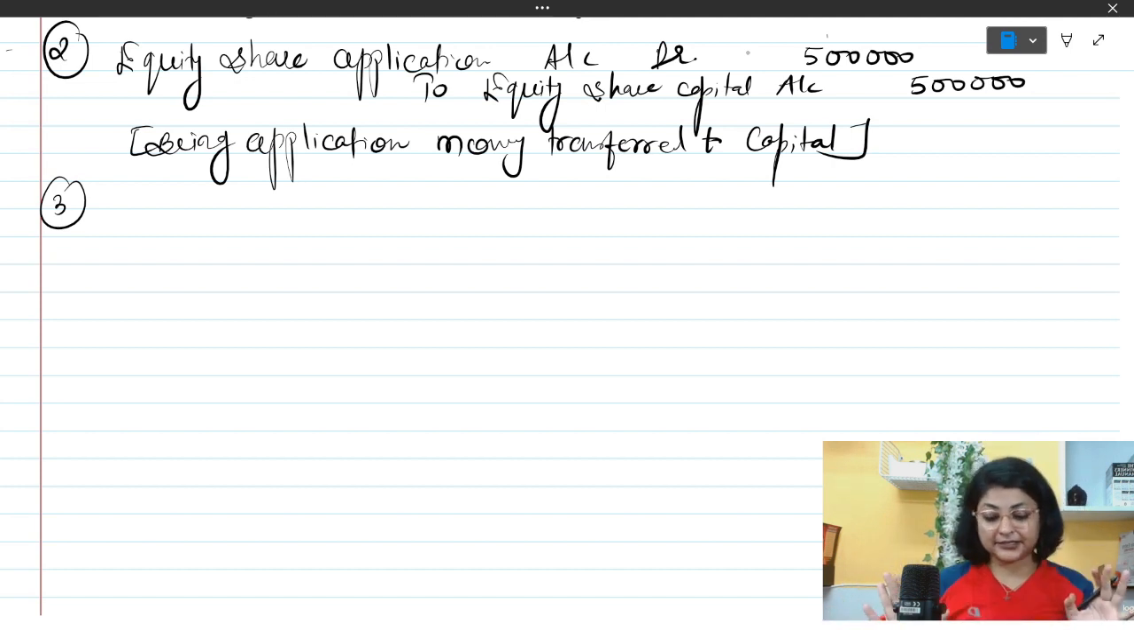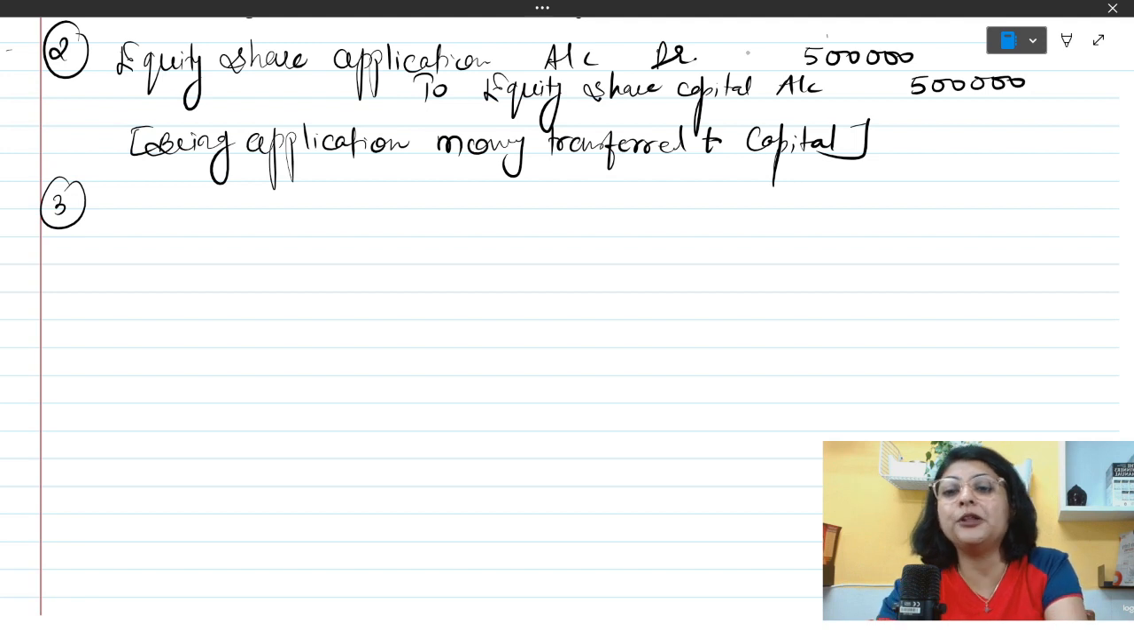Now, after this, once the application money is received, the pattern of entries will change. In application, what had happened? First, you had received money from the public, because when the public applies for the share, they pay you the money and then you transfer this money to the share capital. From allotment onwards, first the due entry will come, meaning you will write allotment money due to share capital, and then the public is going to pay. First the due entry will be passed and then the receiving entry will be passed. Only application is the exception where the money comes first.